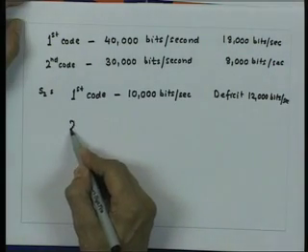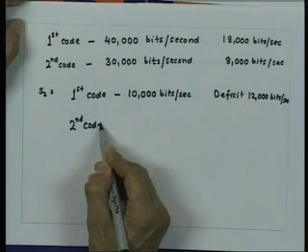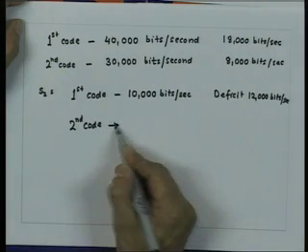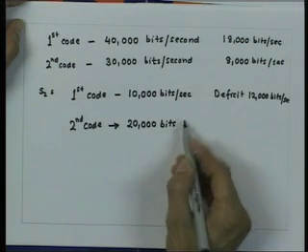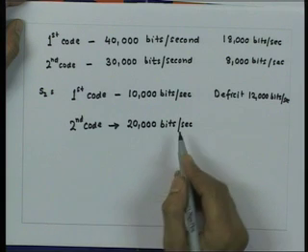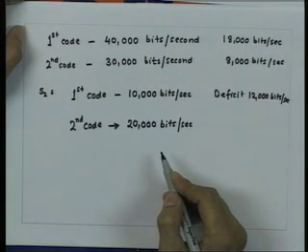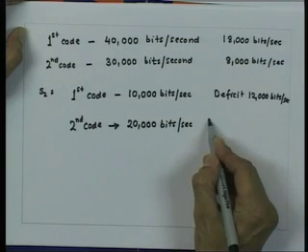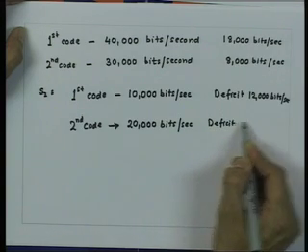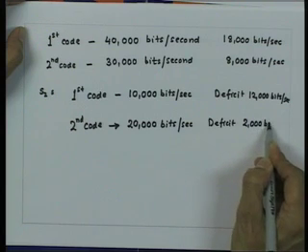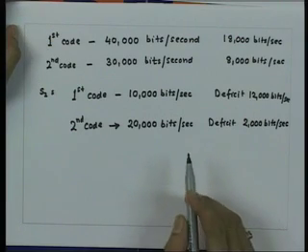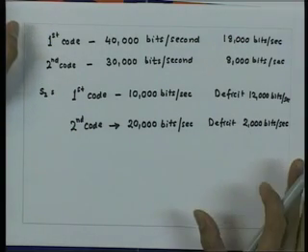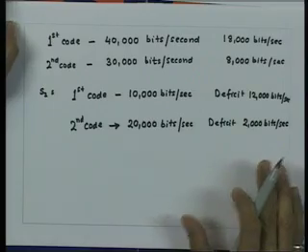But if we use the second code, and again if we have the sequence of S2s, then on the channel we'll have 20,000 bits per second, and since the channel is expecting 22,000 bits per second, somehow the channel has to make up for the deficit of 2,000 bits per second. So looking at this example, it is reasonable to say that we should use the second code instead of the first code.